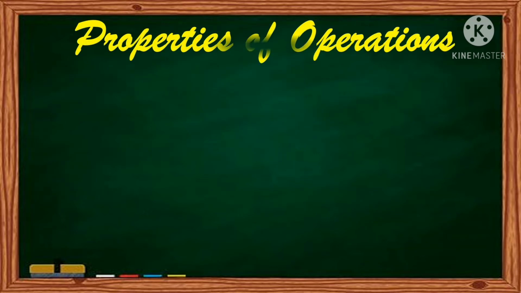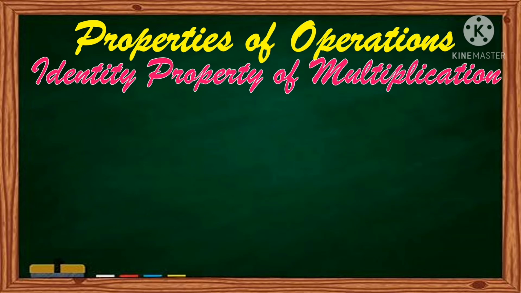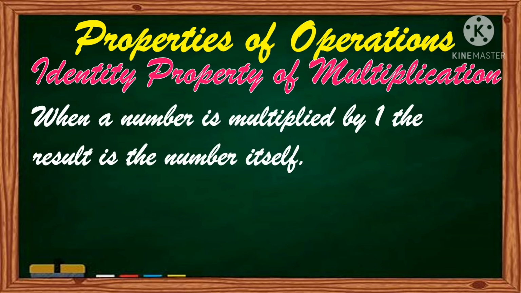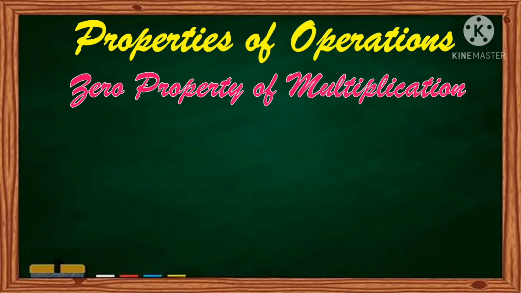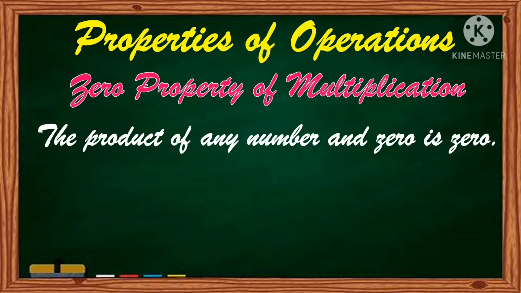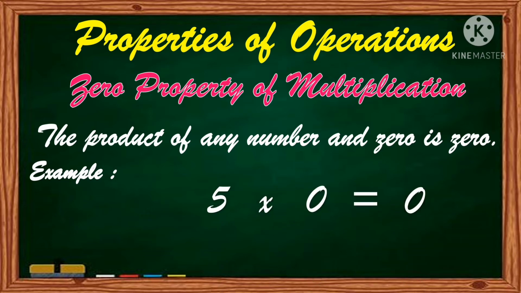Next property of operation, the identity property of multiplication. When a number is multiplied by 1, the result is the number itself. Example, 16 times 1 is equal to 16. And that is the identity property of multiplication. Next property of operation is the zero property of multiplication. The product of any number and 0 is 0. Example, 5 times 0 is equal to 0.